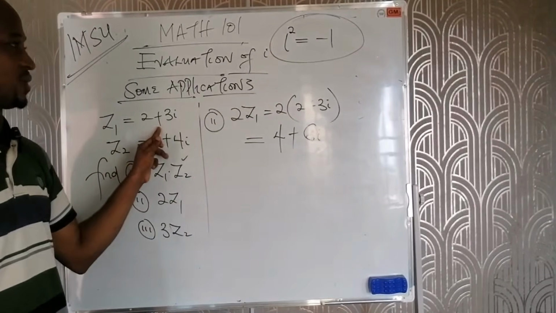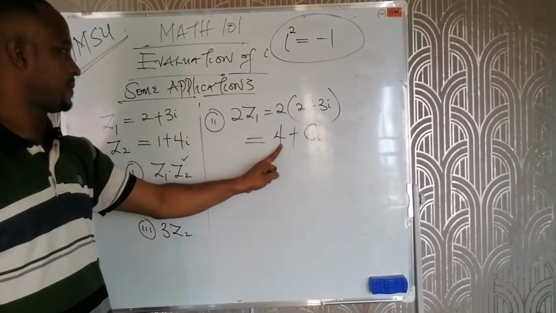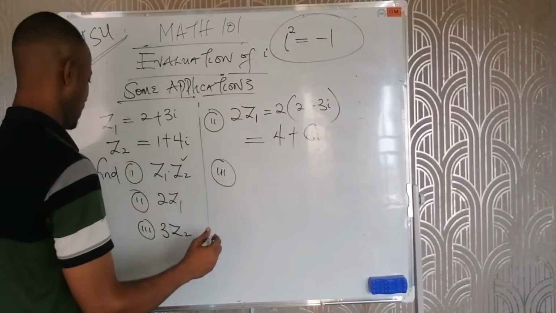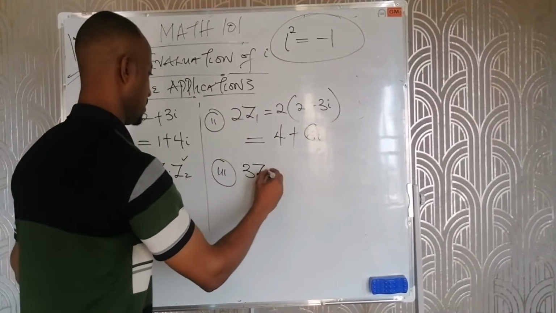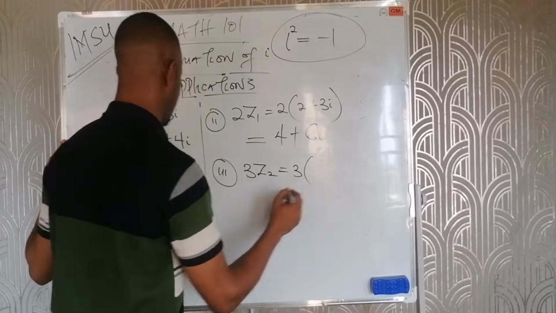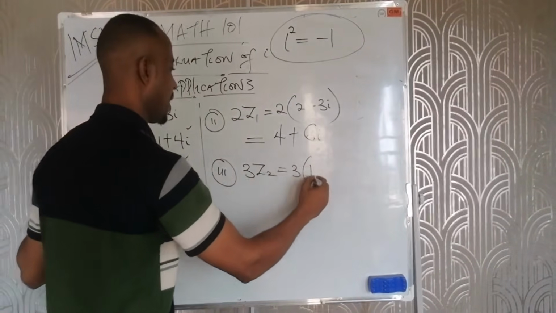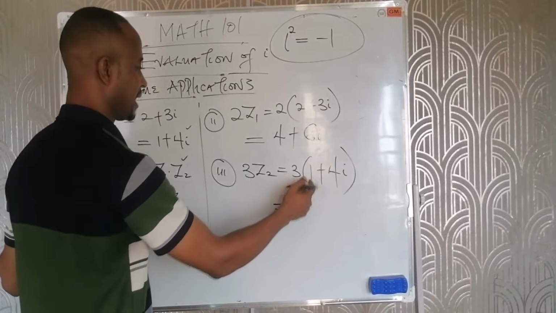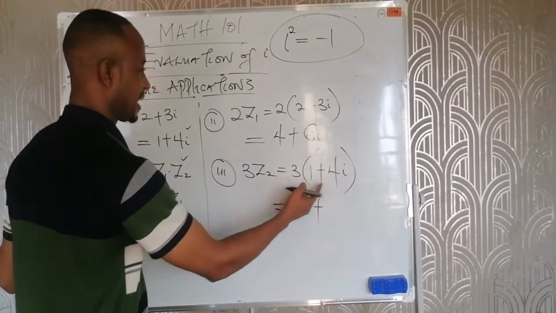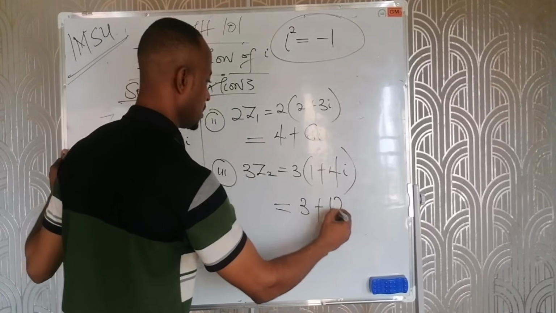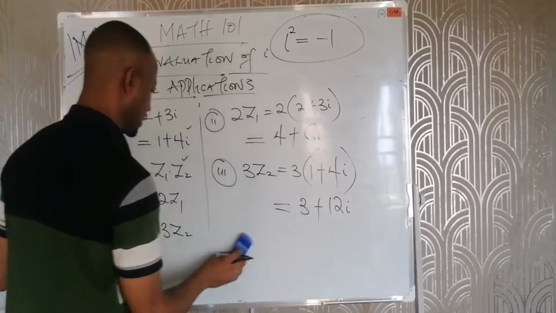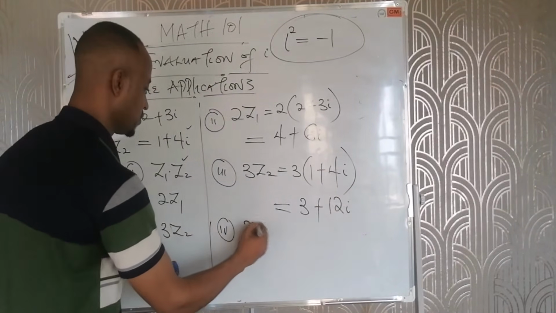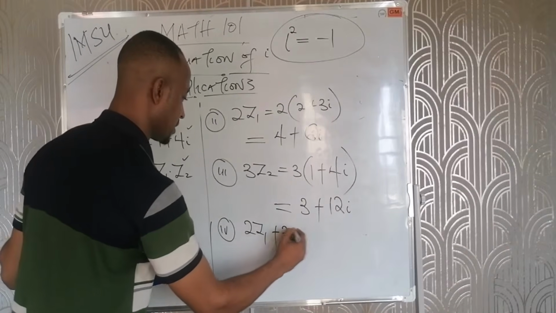So that means I'm multiplying the 2 with z1. And z1 is what? 2 plus 3i. So 2 times 2 is 4. 2 times 3i is 6i. Number 3 is 3z2, meaning 3 times z2. Our z2 is 1 plus 4i. Let's proceed. That will give us 3 times 1 is 3. 3 times 4i will give us what? 12i.